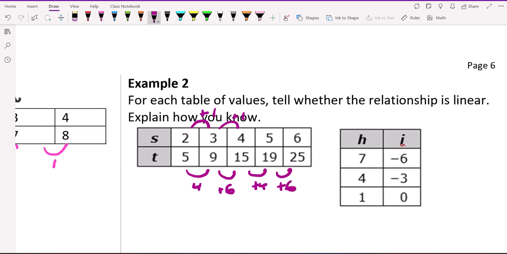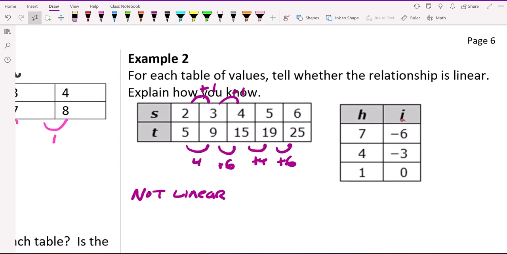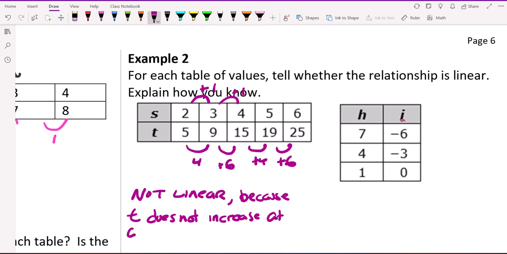So we can say not linear, right? The reason too, because T does not increase at a steady rate. I don't know. There's lots of ways of saying it. It grows evenly, it doesn't grow evenly. There's lots of ways to say it. As long as you're saying, hey, it's varying, or T varies, you can say that.